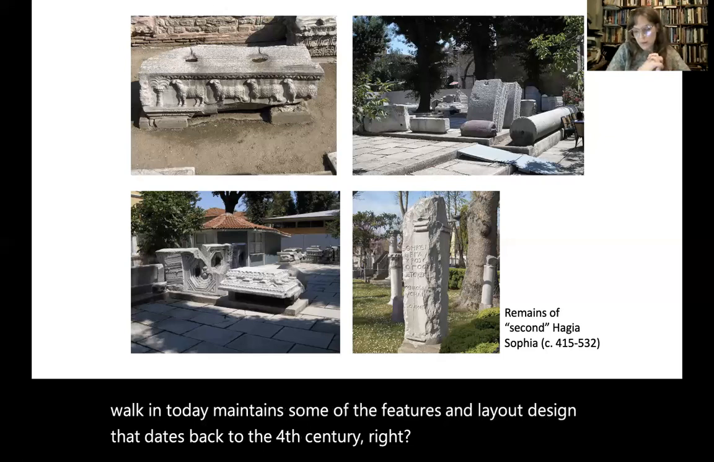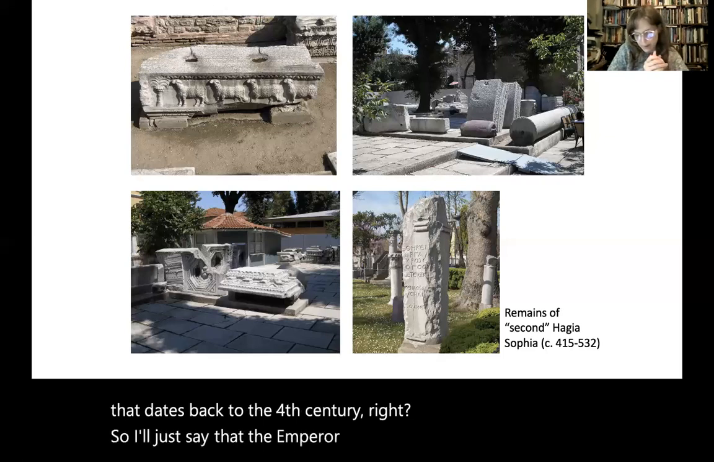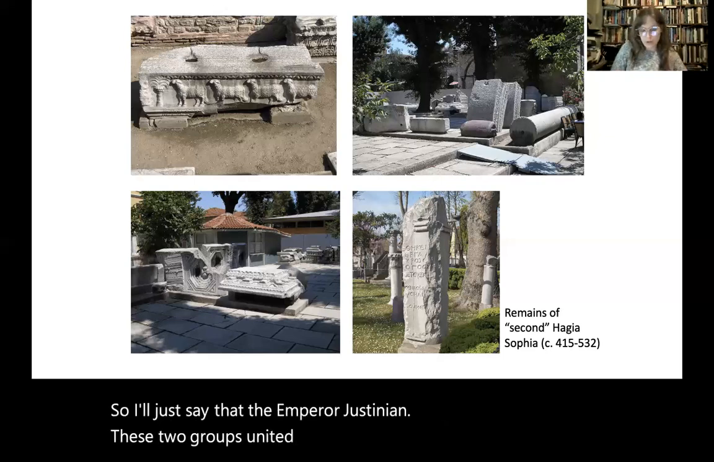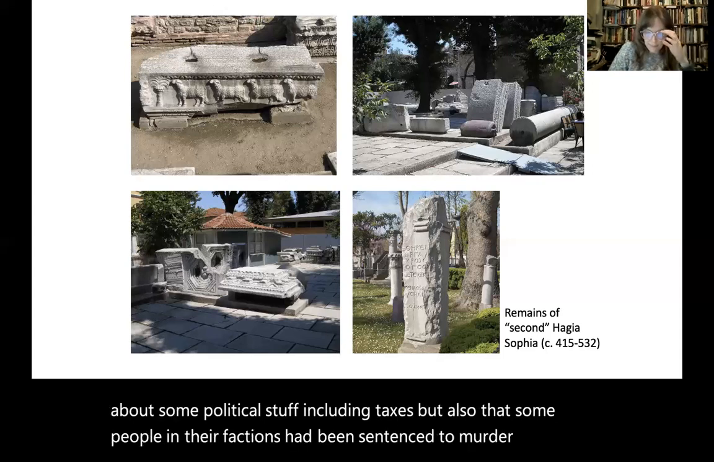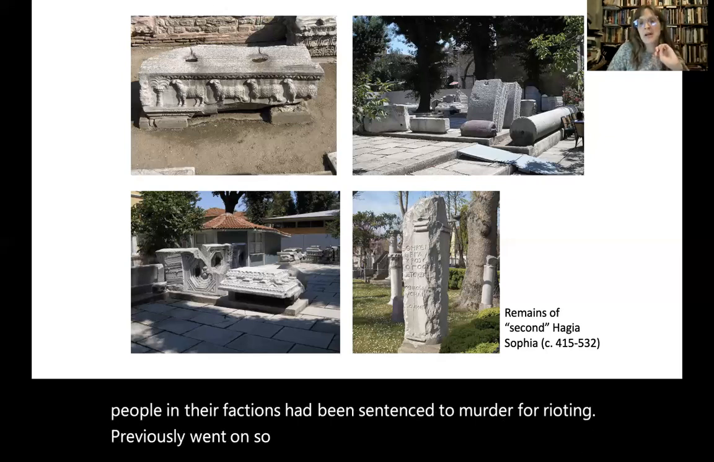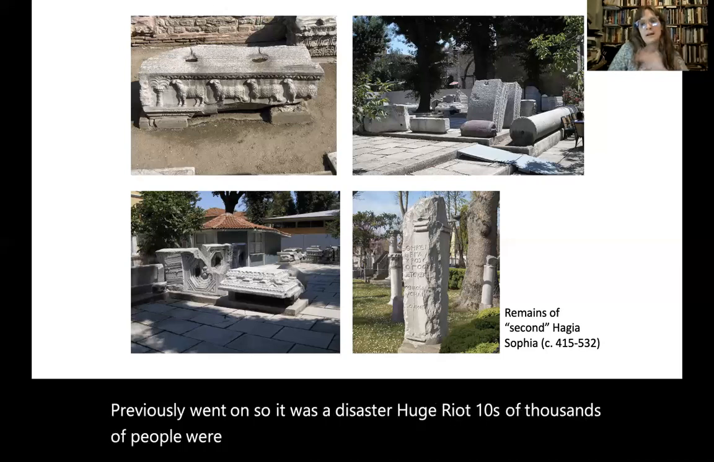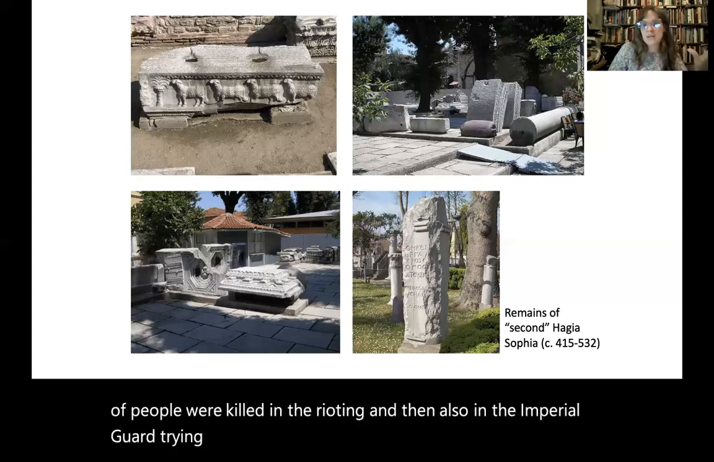So I'll just say that against the Emperor Justinian, these two groups united to try and overthrow Justinian. They were pissed off about some political stuff, including taxes, but also that some people in their factions had been sentenced to murder for rioting previously, and so on. So it was a disaster. It was a huge riot. Tens of thousands of people were killed in the rioting, and then also in the Imperial Guard trying to control things. Half the city was destroyed.